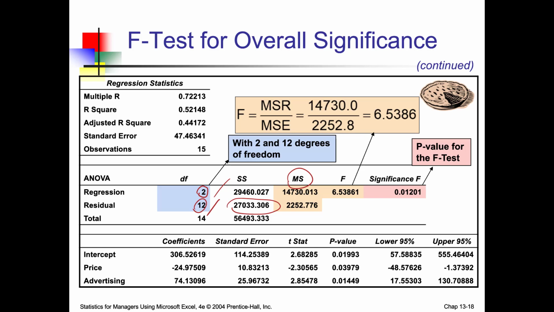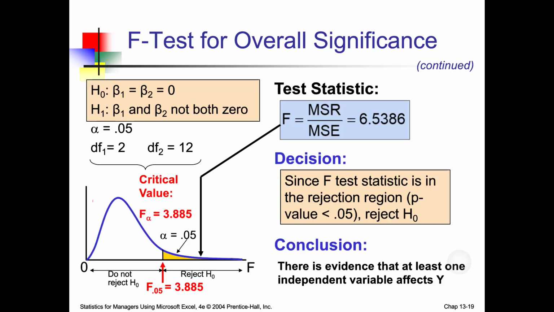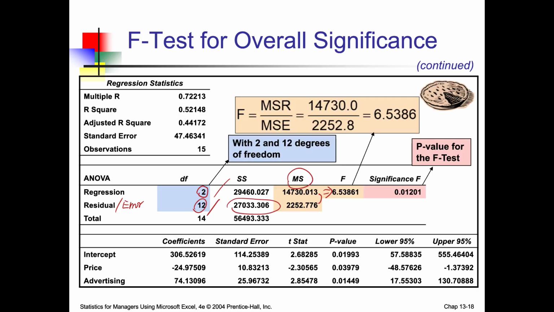2,252.776. And then the quotient of these two numbers, mean square regression over mean square residual, or mean square error, since residual is error, equals the F value, 6.53861. And the probability associated with that is 0.01201. So this is the p-value we're talking about. And again, the p-value is less than alpha. Right? It's definitely less than alpha. So reject H0.